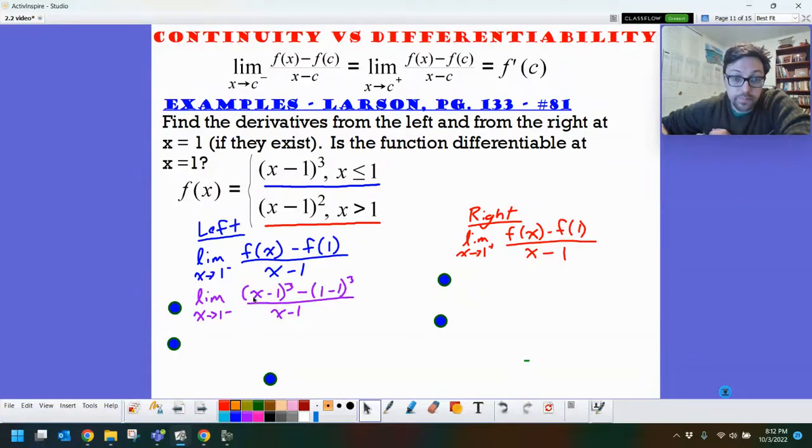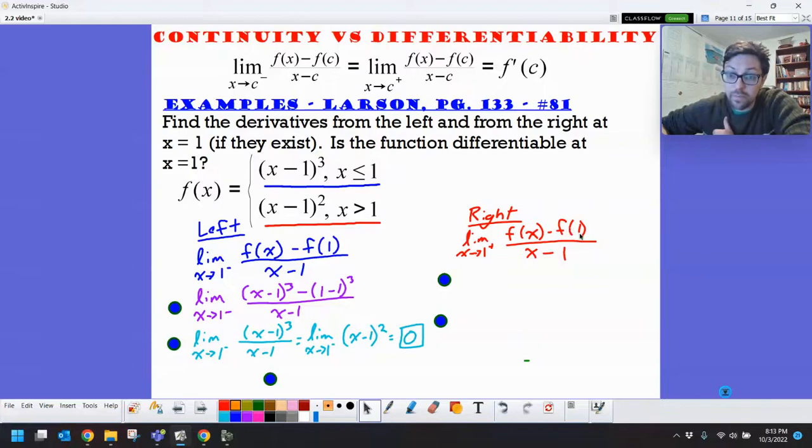First thing I do, since we're approaching from the left, I want the smaller values. So I get x minus 1 cubed, and then f of 1, which is 1 minus 1 cubed, over x minus 1. Then I just simplify this stuff down. That 1 minus 1, that's just 0, so I have this. Then we can cancel one of our x minus 1s, and we've got this limit as x is approaching 1, and then we can just directly substitute our 1, so we get 0.